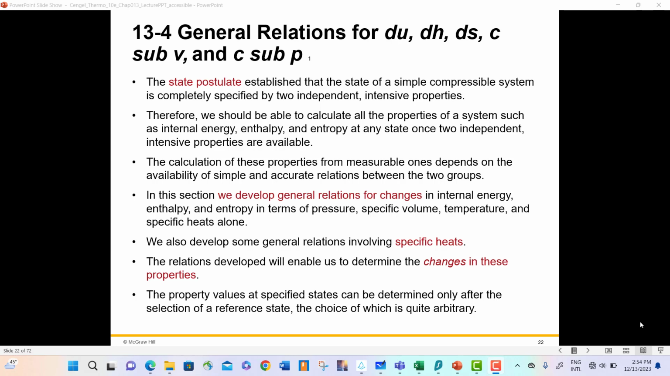developed the general relations for changes in internal energy, enthalpy, and entropy in terms of pressure, specific volume, temperature, and specific heats. Also developed are some general relations regarding specific heats. The relations developed will enable you to determine the changes in the properties. So it's just talking about how we get that information. The property values at specified states can be determined only after the selection of a reference state, the choice of which is arbitrary. So it's neither here nor there.